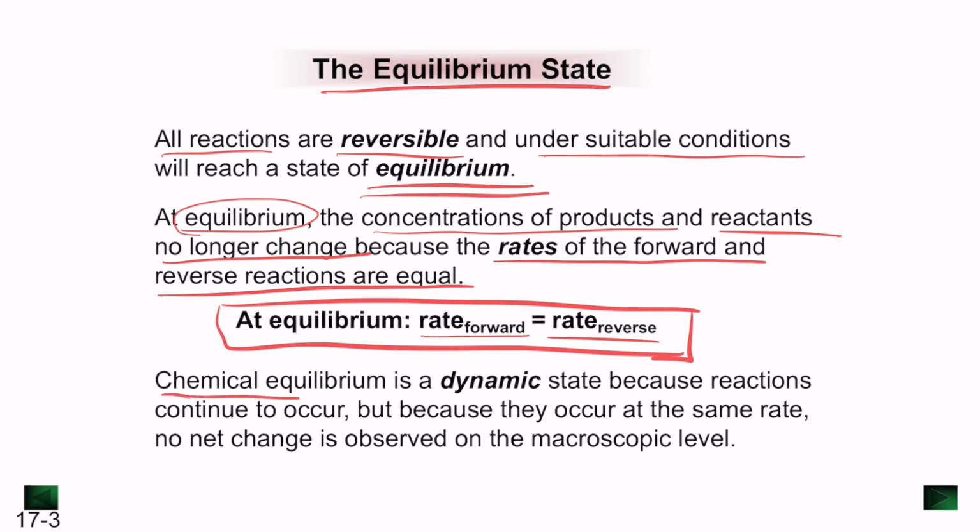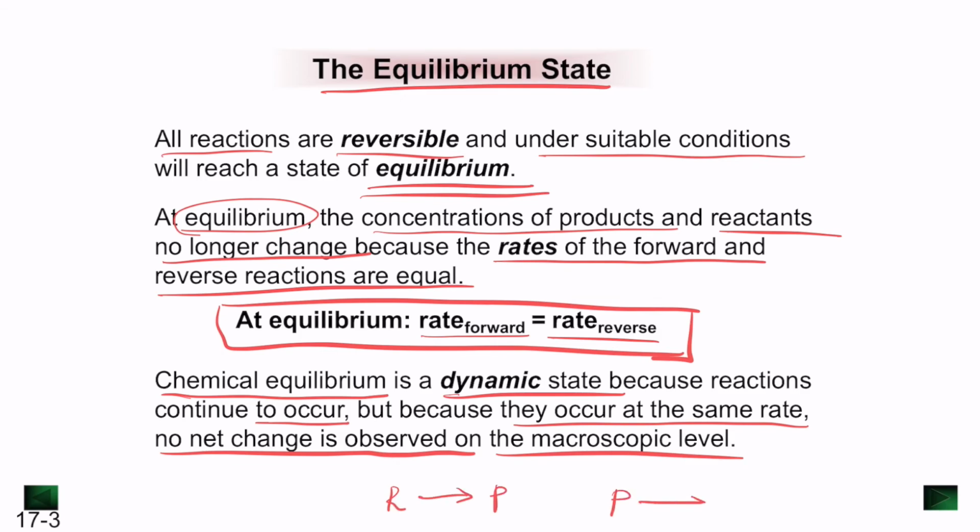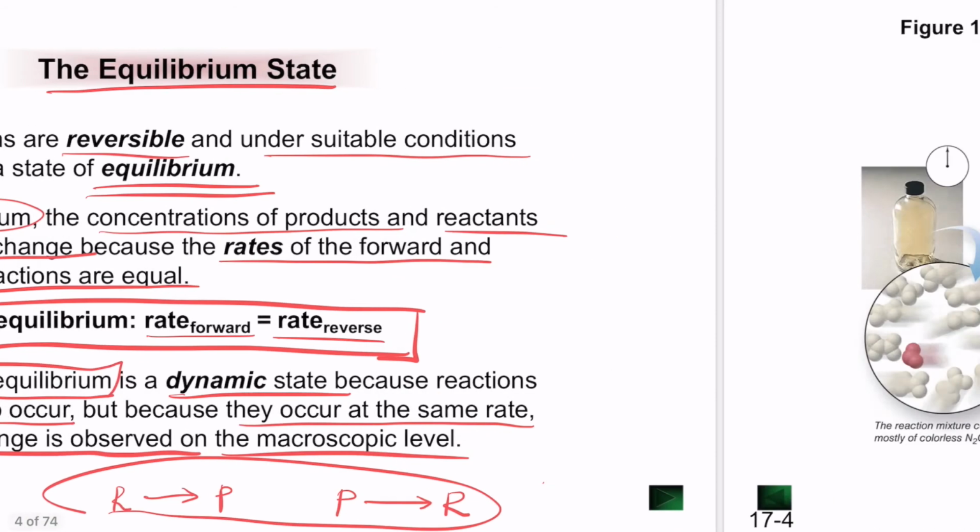Now, chemical equilibrium is a dynamic state because the reactions continue to occur, but because they occur at the same rate, no net change is observed on the macroscopic level. It doesn't mean that at equilibrium there are no reactions at all. It's a dynamic state where, for example, the reactant forms product, and then in the opposite direction the product forms the reactant back again. So the net change when you combine the two reactions is zero. This is what chemical equilibrium refers to.